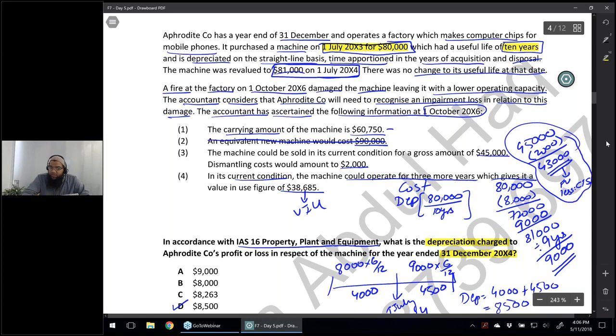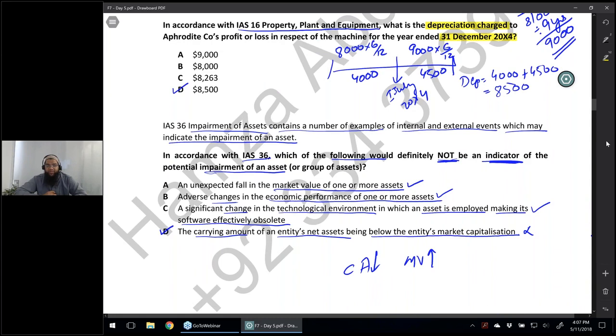So 60,750 minus 43,000 is going to be the impairment loss, which is going to be 17,750. So this is the amount of the impairment loss to be recognized. If I go back to the question and look at the options available, your correct answer is going to be option B. 17,750 is the impairment loss that should be recognized.